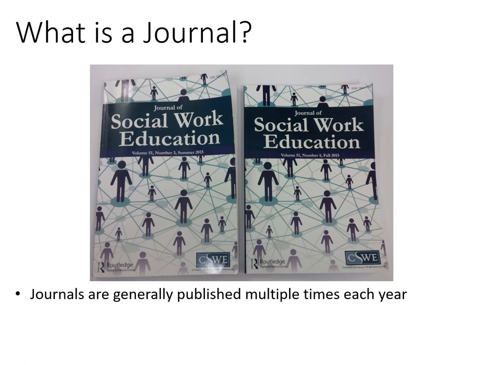Journals are generally published multiple times each year, just like magazines are. In the pictures here, you can see that this journal was published in 2015, but one is from the summer and one is from the fall.